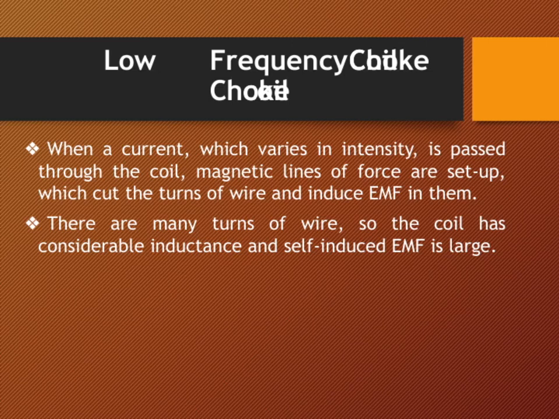When a current, which varies in intensity, is passed through the coil, it creates magnetic lines of force. These magnetic lines are set up around the coil and they cut through the turns of wire. As they do, they induce an electromotive force, or EMF, in the wire itself. Now, since the coil has many turns of wire, it has a significant inductance. This means that the self-induced EMF generated in the coil can be quite large, especially when the current changes rapidly.